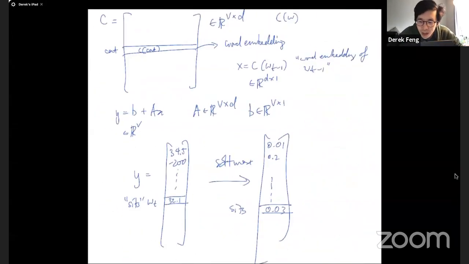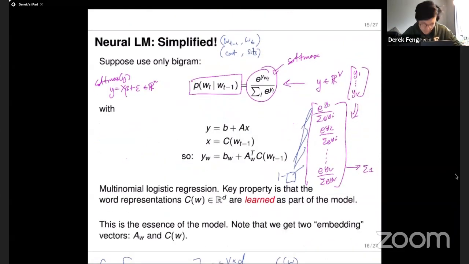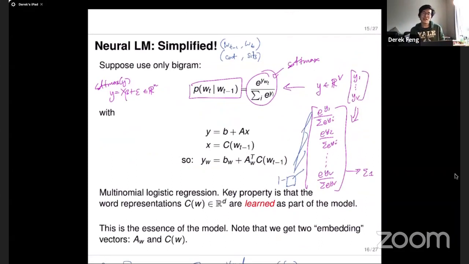Okay, so another question: why are A and C different embeddings? Good question. Actually, when we look at word embeddings, which is the next topic, you actually use the same embedding. But in this particular case, we're going to be a little bit more general and assume that the embedding you care about for the words you're conditioning on is different from the embeddings you care about for the word you're going to predict.